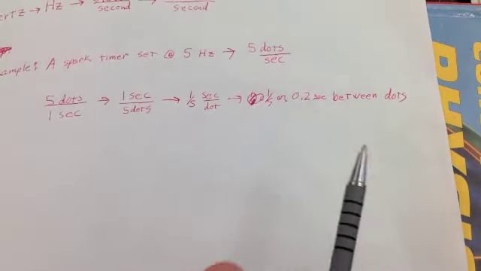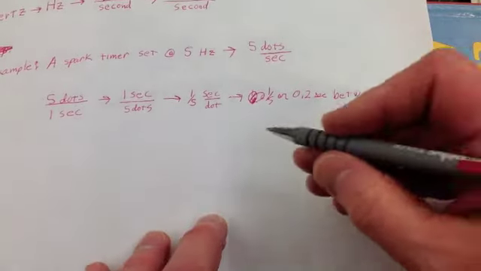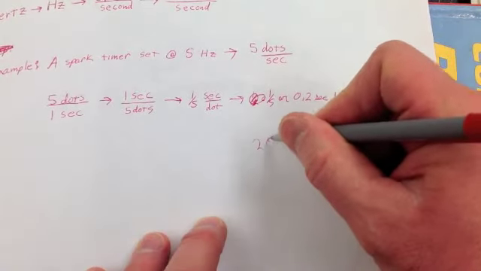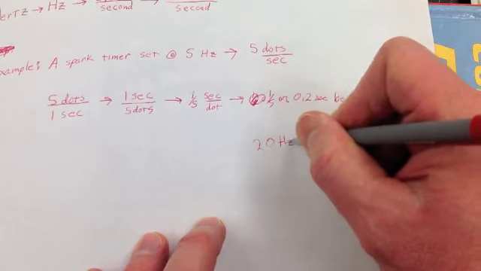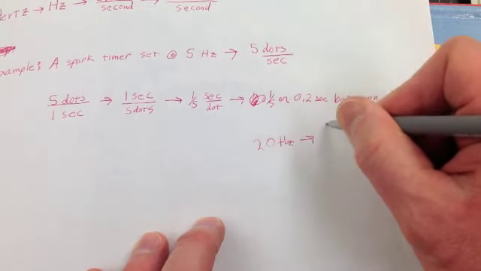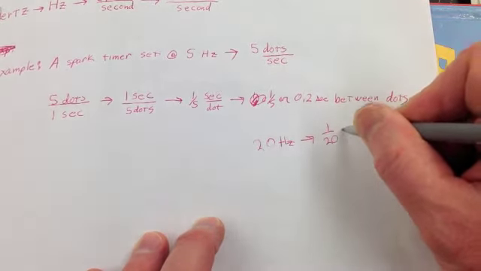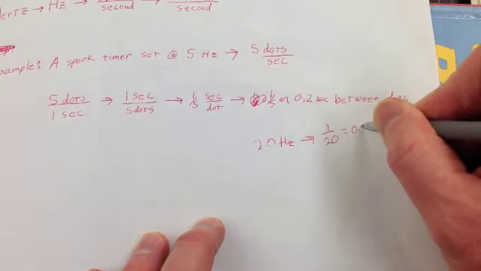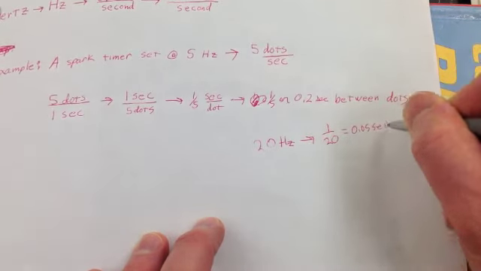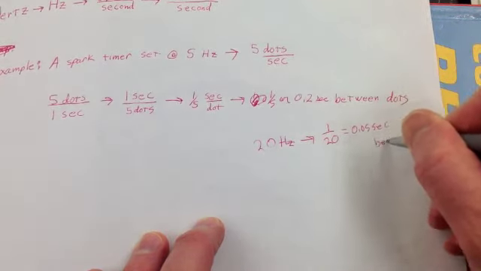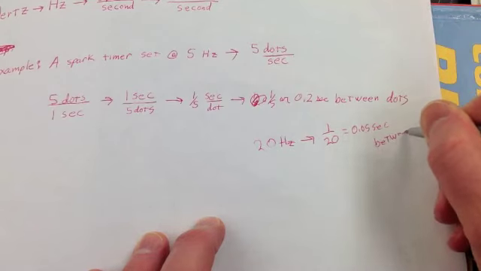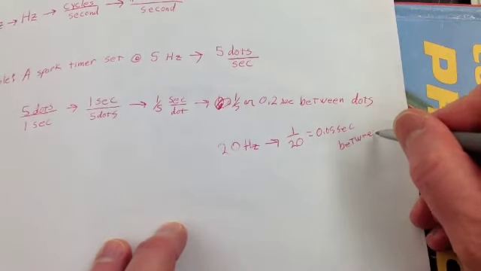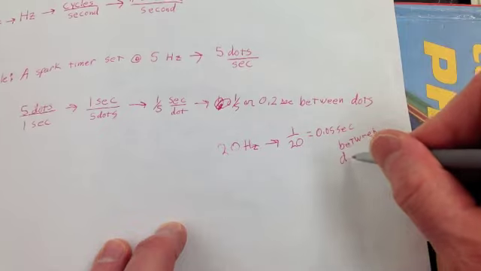If I had 20 hertz, that would imply I have 1/20, which equals 0.05 seconds between dots. And that's how it always works.